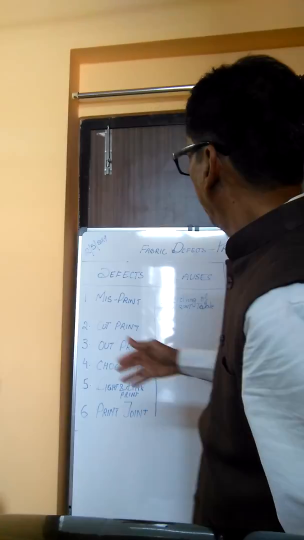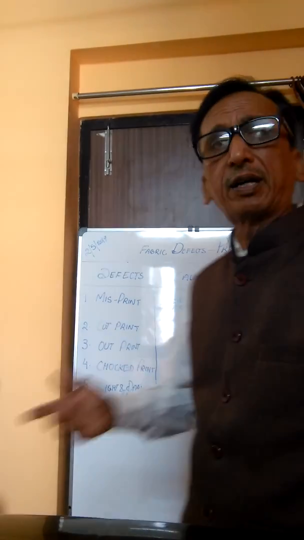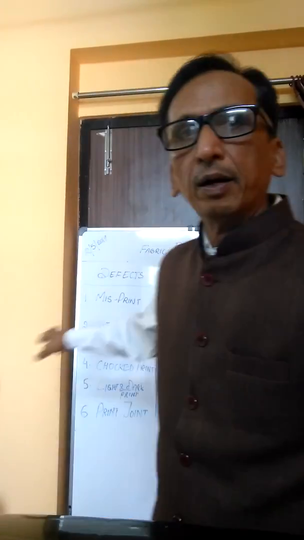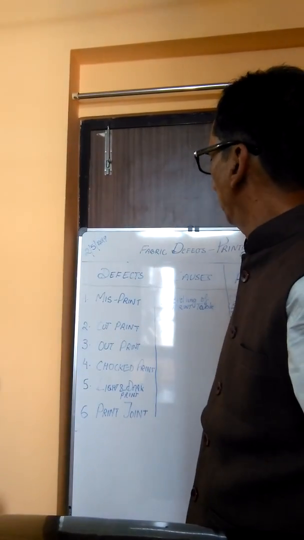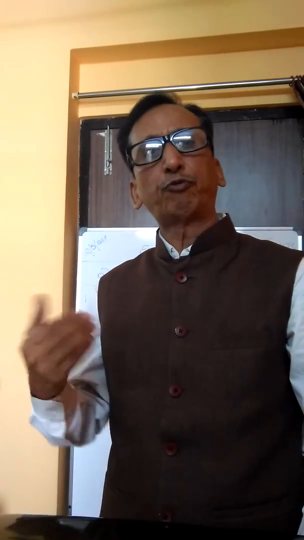Now, why is the leveling not there? It may be due to the floor. Second, it may be due to the leveling of the table. Or the third one is lack of worker awareness. So these are some of the causes, and in order to avoid this defect, the misprint, you have to level the print table, level the floor, and at the same time make the worker aware.